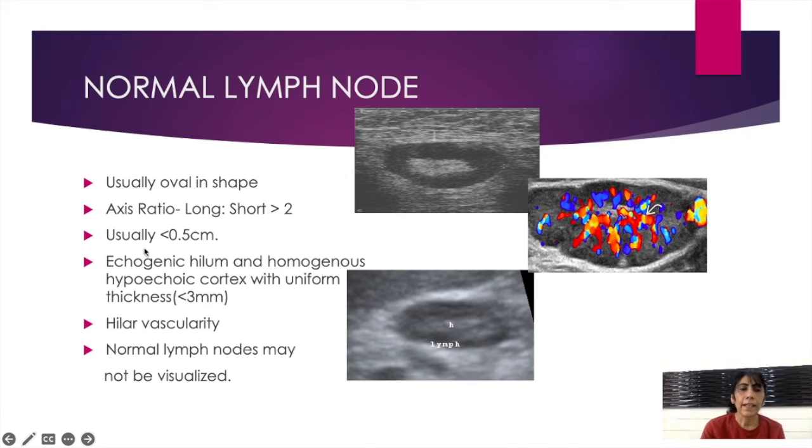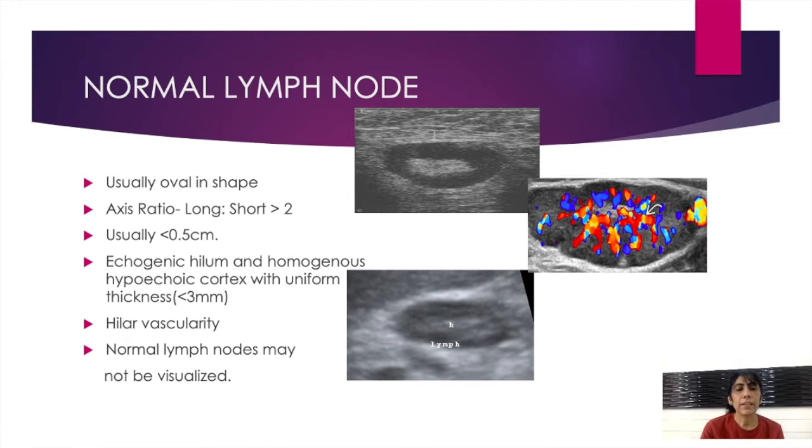Then size we have already talked about. Then echogenic hilum and homogeneous hypoechoic texture with uniform cortical thickness. This is the cortical thickness. Measure it even in the thickest part. It should not be more than 3 millimeter. It should be less than 3 millimeter.